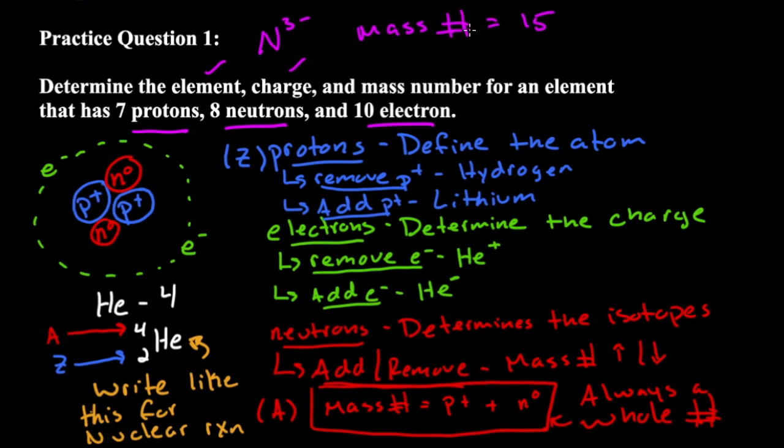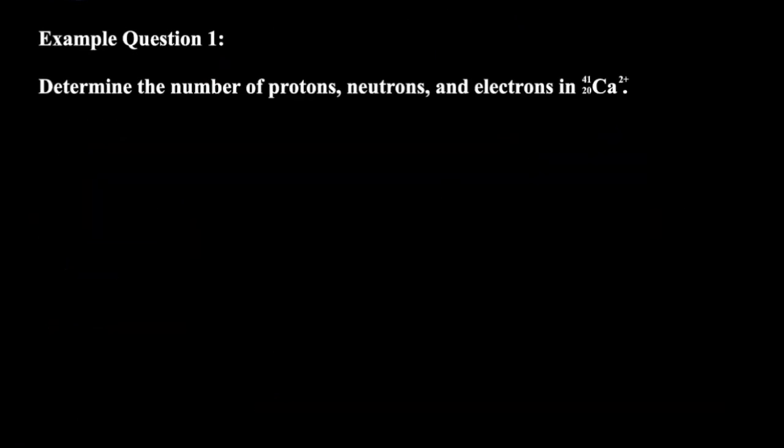Let's try an example question now. Example question number 1. It says it wants to determine the number of protons, neutrons, and electrons in this Ca, and it's got a 20 on the bottom, 41 up top, and it's a 2+ charge. So take some time to figure out what you think this would be for protons, neutrons, and electrons.